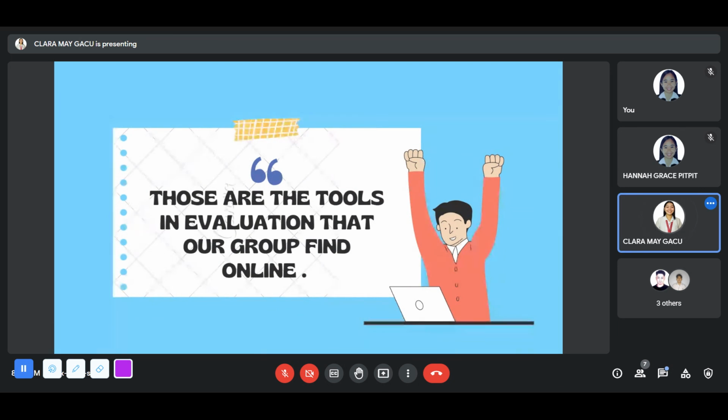Those are the tools in evaluation that our group found online. We had a hard time pinpointing which tool is used in evaluation due to various information. So the following tools that have been discussed are some of what we think, based on our understanding, are some of the tools.